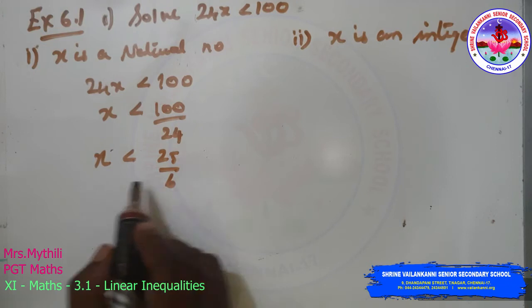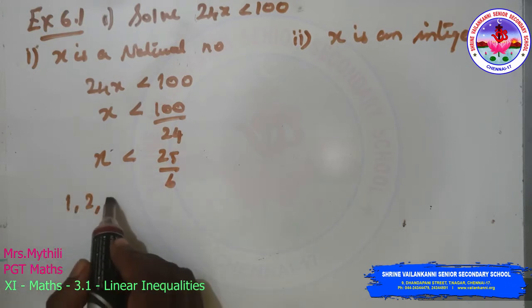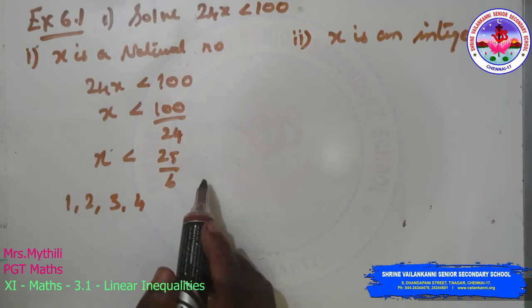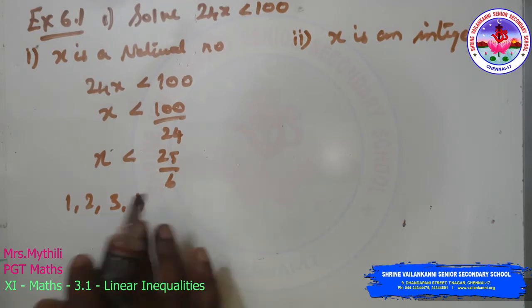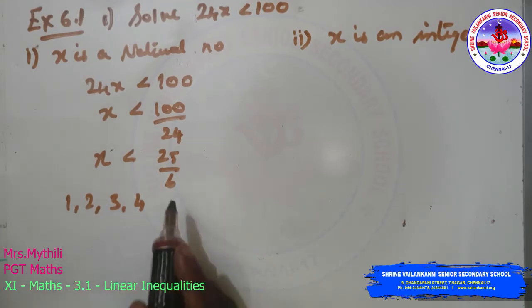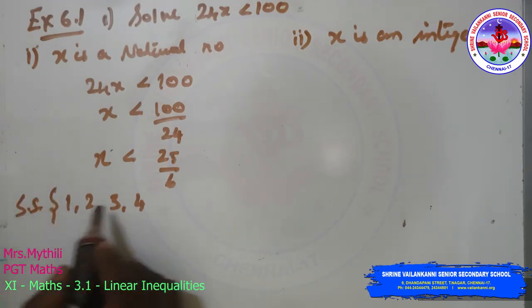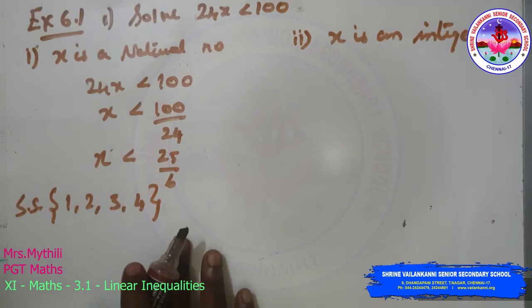So we know that 1, 2, 3 and 4 are the only natural numbers less than 25 by 6. Thus, when x is a natural number, the solutions of the given inequality are 1, 2, 3, 4 and the solution set is {1, 2, 3, 4}.